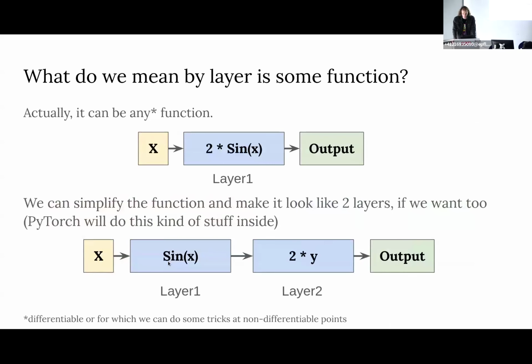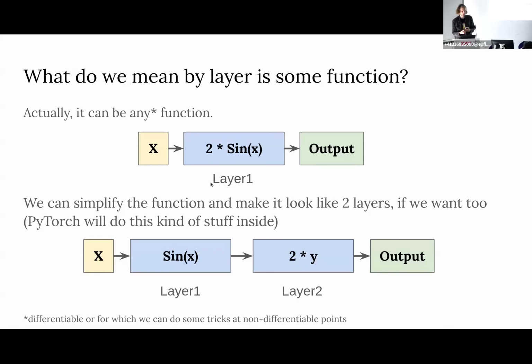So what do we mean by a layer being some function? We say that it can be any function, but with a mark that it ideally should be differentiable, or we should be able to come up with some tricks at non-differentiable points. For example, we can just bypass the gradient and it will work for some layers. For some layers, it won't work, and then we should maybe come up with some other trick or avoid using such a layer. So you can define a layer as you wish.